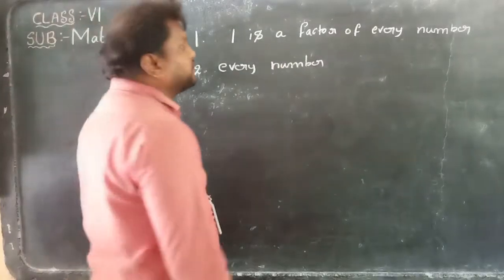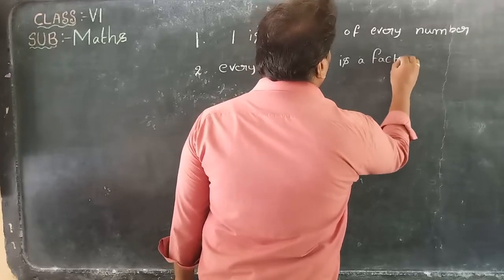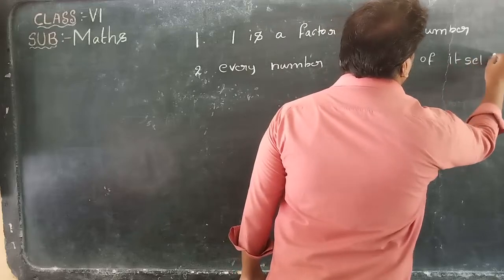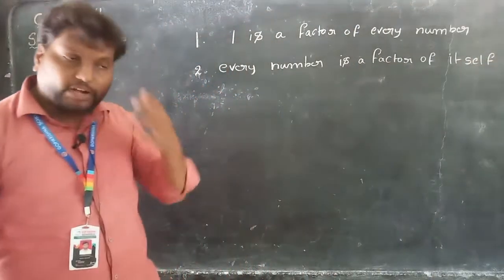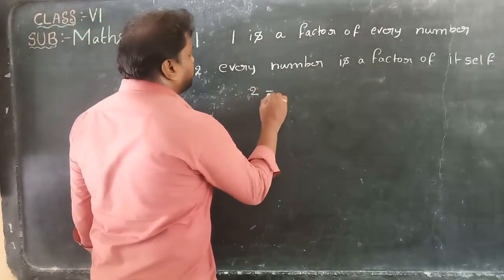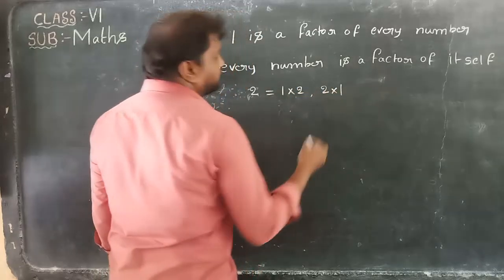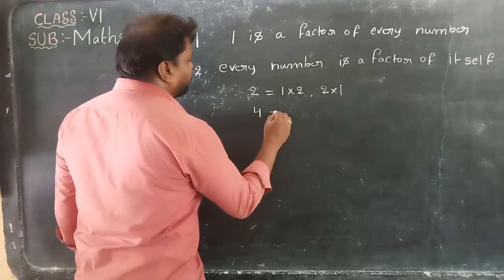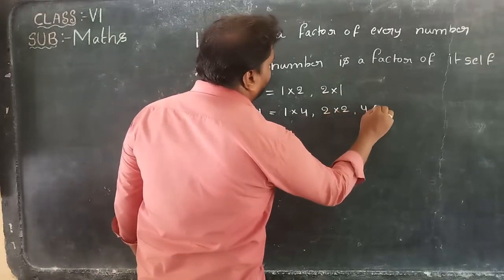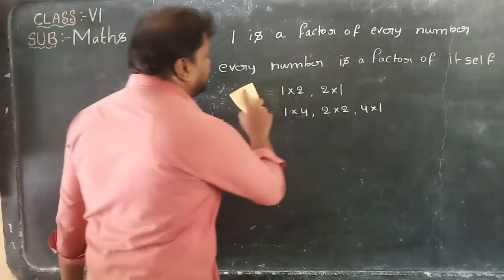Every number is a factor of itself. How? For example, 2 is equal to 1 into 2, otherwise 2 into 1 we can write. Like that, 4 is equal to 1 into 4, 2 into 2, and 4 into 1. Then I will write the factors only.